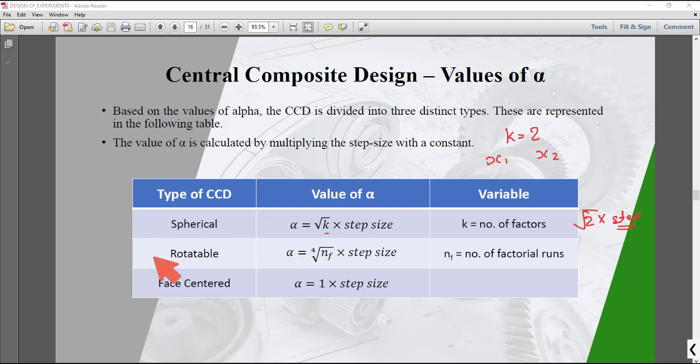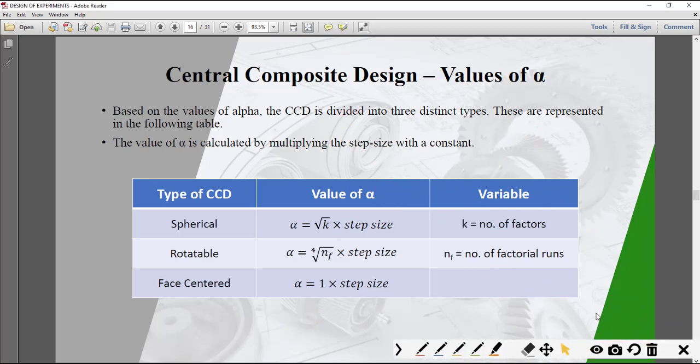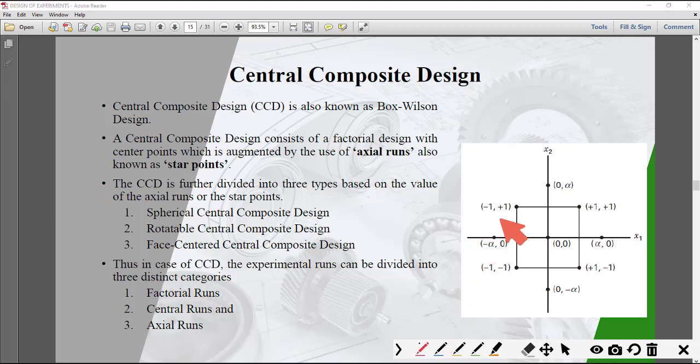Okay, again, then for the second case of CCD, central composite design, what is the rotatable type? For rotatable type, the value of alpha is what? It is the fourth root of nf. And what is nf? Nf is the number of factorial runs, right? In our case, let us see over here, what is the number of factorial runs? This is 1, this is 2, this is 3, and this is 4, right? These 4 are factorial runs. Over here you have your central run, and over here you have your axial runs, right?